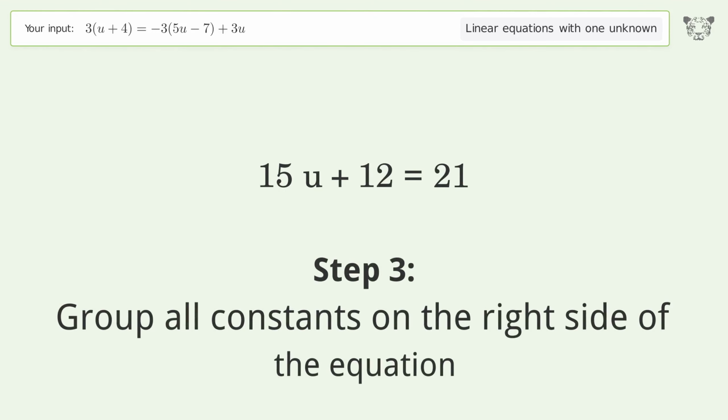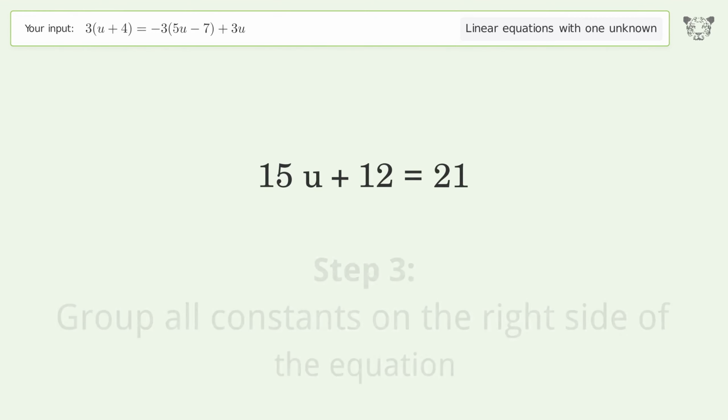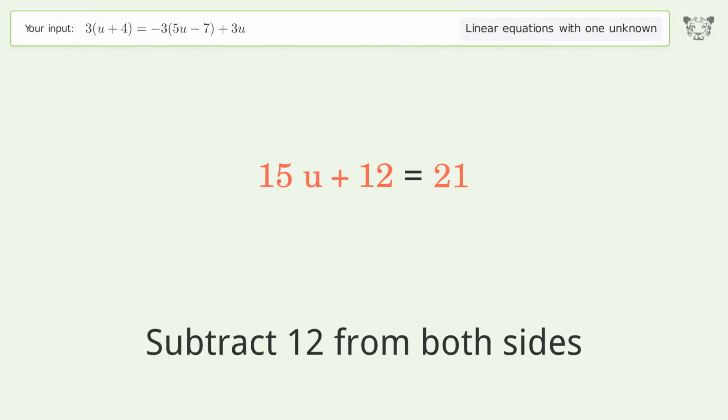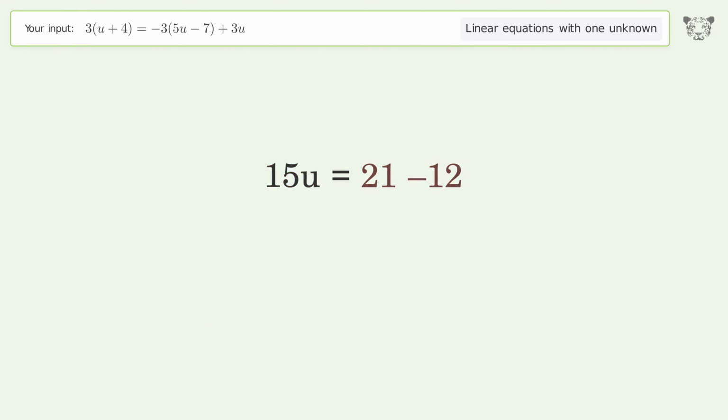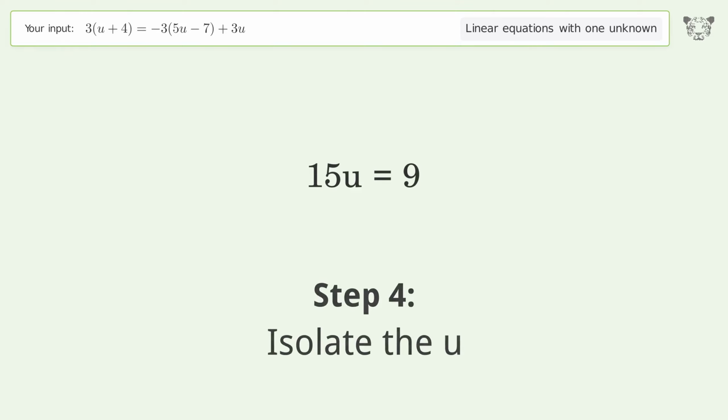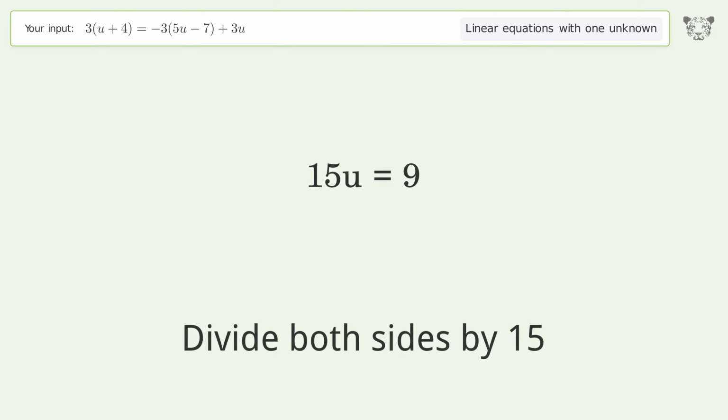Group all constants on the right side of the equation. Subtract 12 from both sides. Simplify the arithmetic. Isolate the u. Divide both sides by 15.